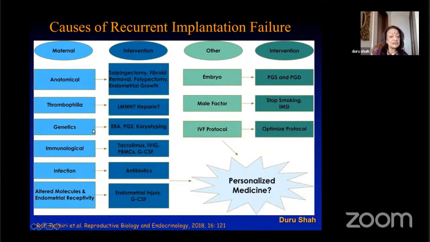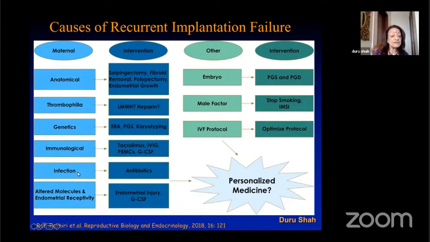If there's a family history of a genetic disorder, we would like to do a pre-implantation genetic diagnosis, and we would do karyotyping for the embryo, so that we can rule out any evidence of a genetic abnormality in that embryo. And today we are also looking at immunological conditions, and if we do find an immunological problem, we may treat her with tacrolimus, intravenous immunoglobulin, peripheral blood mononuclear cells, and GCSF. These help in the growth factor, or in modulating the antibodies in the system.